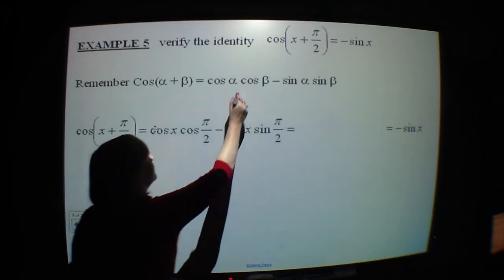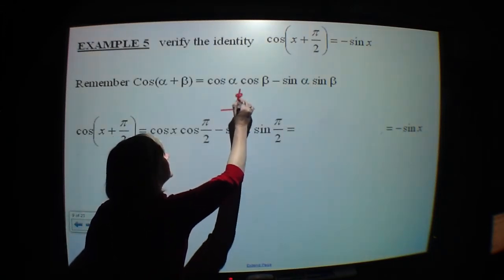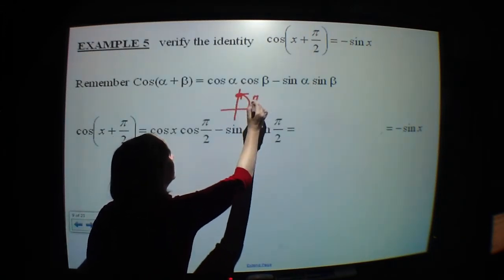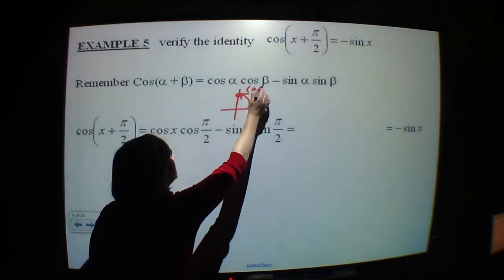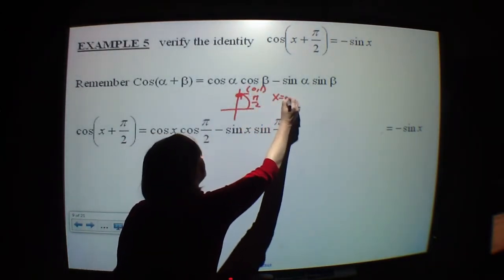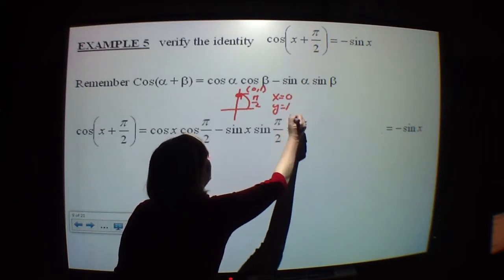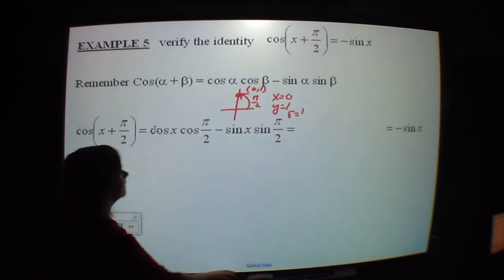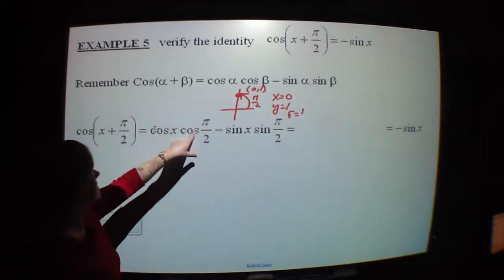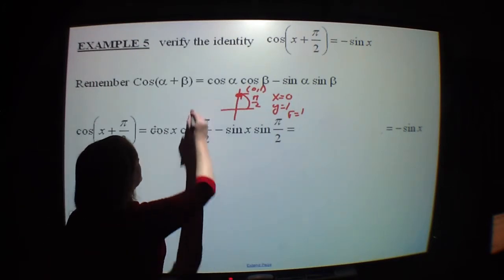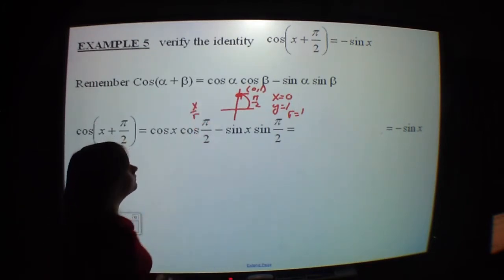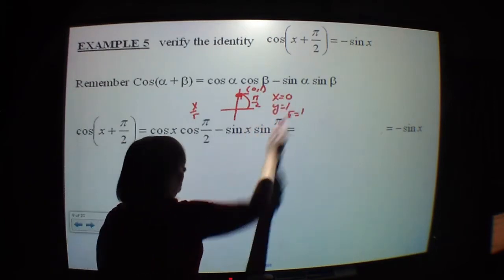You draw a picture. Pi over 2 puts me up here. That angle is pi over 2. That point is (0, 1). x is equal to 0, y is equal to 1, r is equal to 1. So cosine of pi over 2, remember, cosine is x over r. So I have 0 over 1.